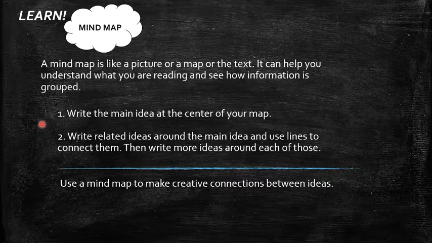So what it says: write the main idea at the center of your map, write related ideas around the main idea and use lines to connect them. Then write more ideas around each of those. Alright. It says use a mind map to create creative connections between ideas. Let's see how we do that.